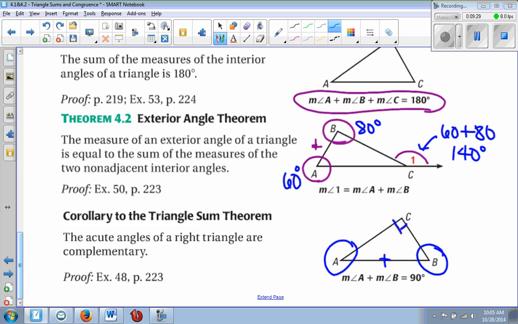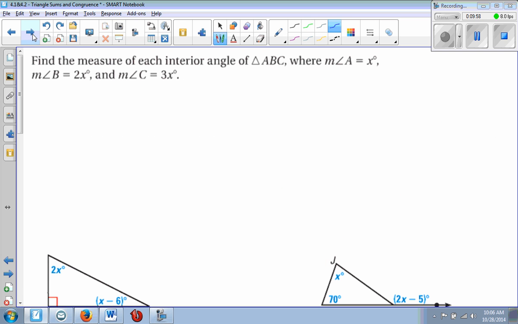So if I know that triangle ABC is a right triangle, if I tell you that angle A is 40 degrees, then you would know that angle B would have to be 50 because B and A have to add together to be 90 if angle C is already a 90-degree angle. The next part of this is on the back, and it is just a lot of different problems using the triangle sum theorems, whether they're the interior angles or the exterior angles.